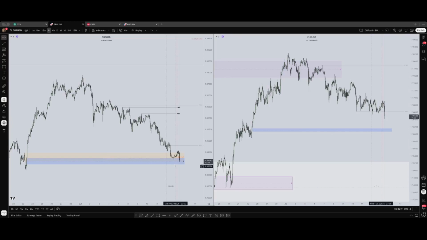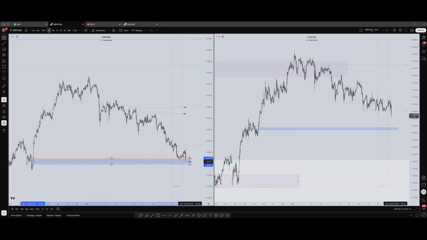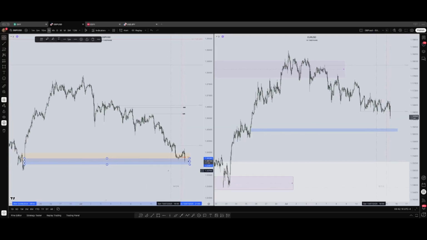Observe how GBP is reacting to the hourly fair value gap. Remember that the wicks are allowed to make damage, but the bodies should respect our areas. If not, we can think about changing the analysis, or just be patient and wait for more information.